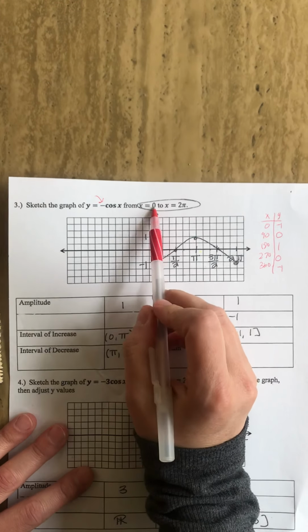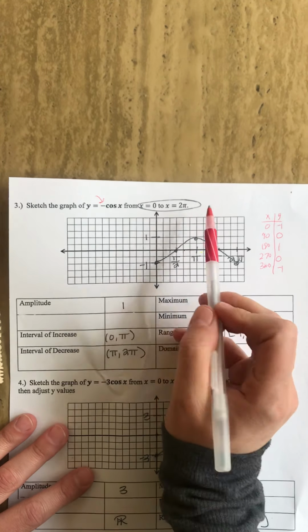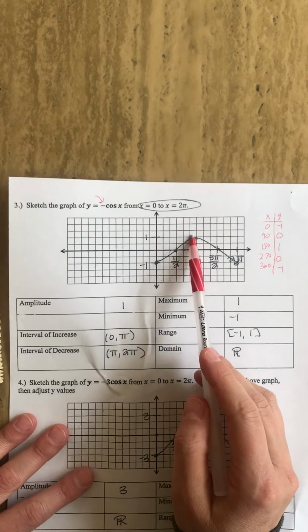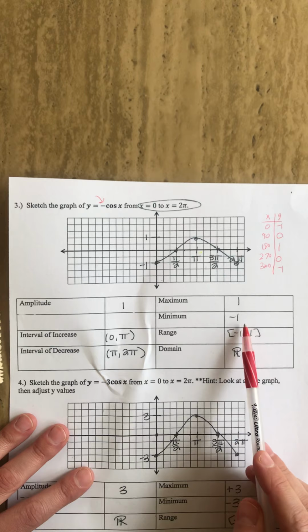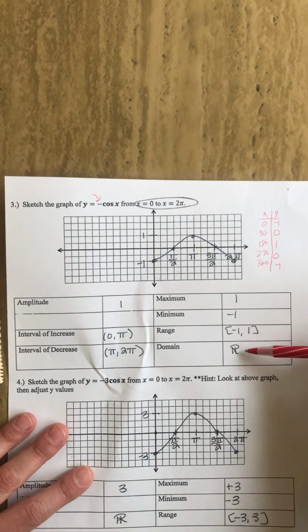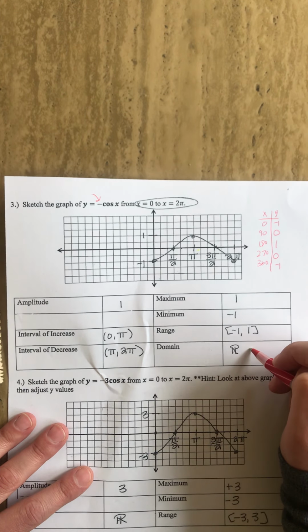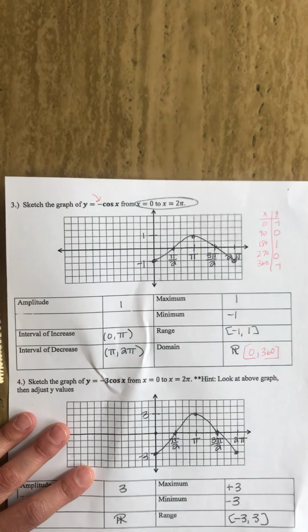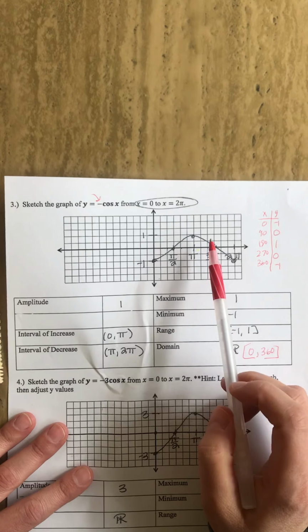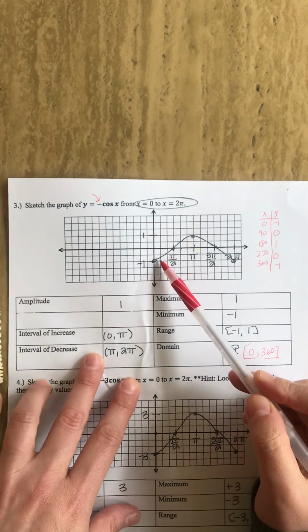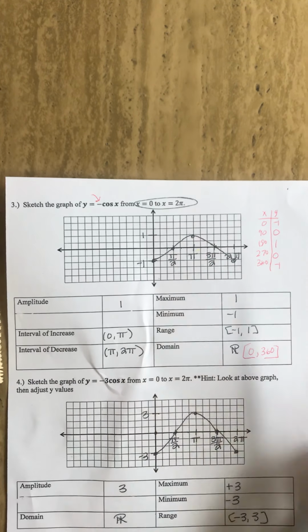And they only want you to plot from 0 to 2 pi, which is 0 to 360, so you have your points there. Your amplitude is 1, your max 1, your min -1. Your range is from low to high, -1 to 1. This is a continuous cycle. Some of you can write from 0 to 360. You can see that it's decreasing from pi to 2 pi and increasing from 0 to pi.